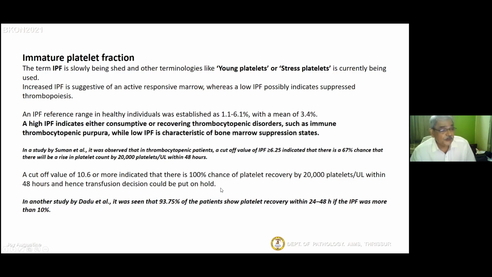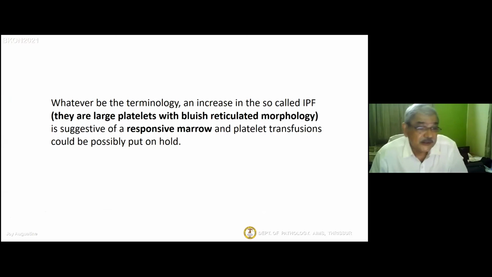The only problem is the terminology that is used for these large platelets, and we can use whatever terminology we want. What's in a name, sort of. That sort of attitude is best in this situation. Whatever be the terminology, an increase in the so-called IPF, they are large platelets with bluish reticulated morphology, is suggestive of a responsive marrow, and platelet transfusions could possibly be put on hold. This is one of the important things that have come out.